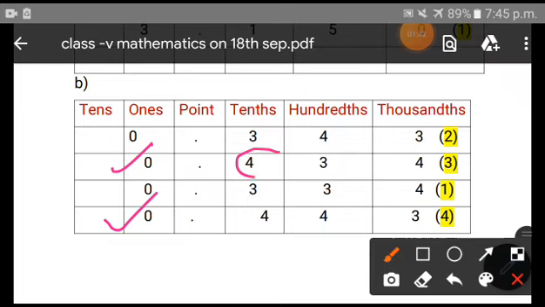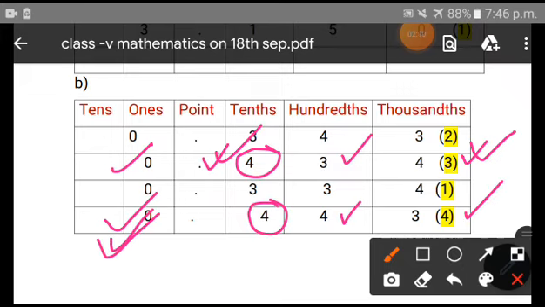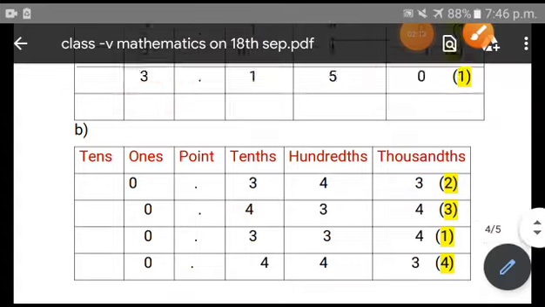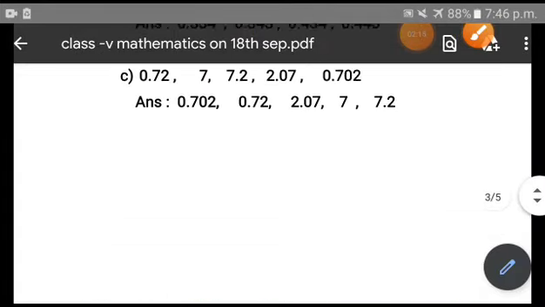See, in the tens place both have 4. Now have a look at the hundreds place. In the hundreds place, this has 3, this has 4. So this will come first, very obvious. Why? Because 3 is less than 4. So I am marking this in the third place. Then finally the one which is left, that means this one, will come in the fourth place. Alright, in this way you are going to compare. Next, sum number C.